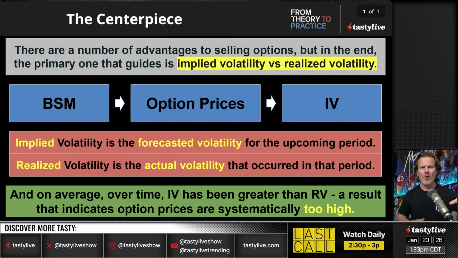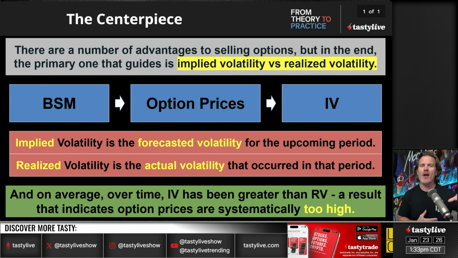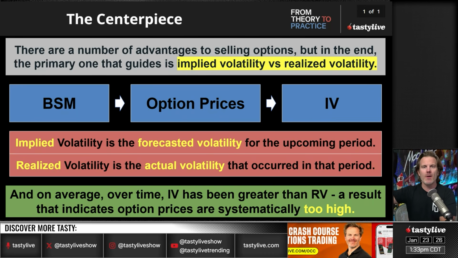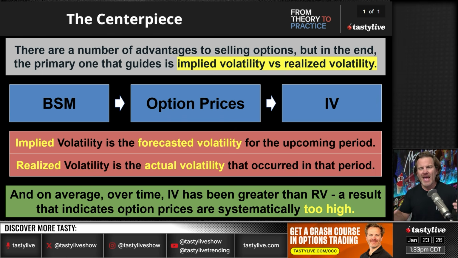Whatever it is, there's going to be an implied volatility associated with that window of time that goes into the model to determine what the option's price should be. So options are priced based off of that implied volatility. Okay, the implied volatility is the forecasted volatility for the upcoming period, right? It's an estimate. It's a forecast. You don't know what the actual volatility is going to be yet, but this is the market's, for lack of a better phrase, best guess at what the volatility should be for that window of time.